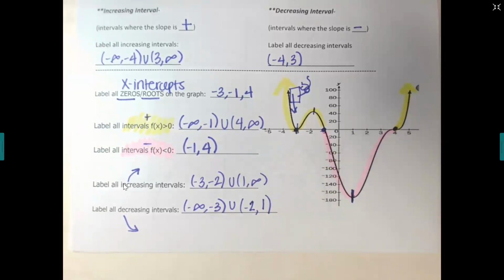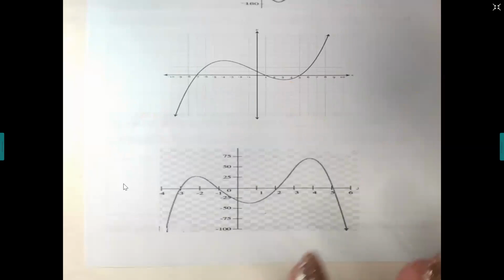So take a look at that, see if that makes sense. Okay, I'm going to go ahead and go on to the next page. But remember, if you end up needing to watch this as a video later, that's no problem. So one of the things you should now be able to do is identify zeros, positive and negative intervals, increasing and decreasing intervals. Okay, next page.